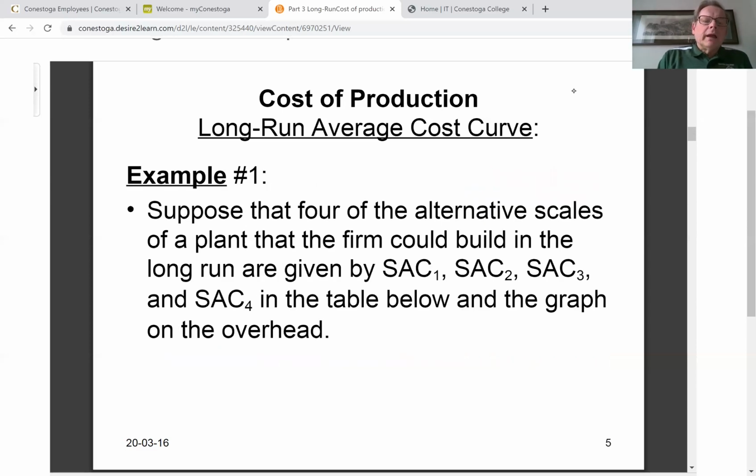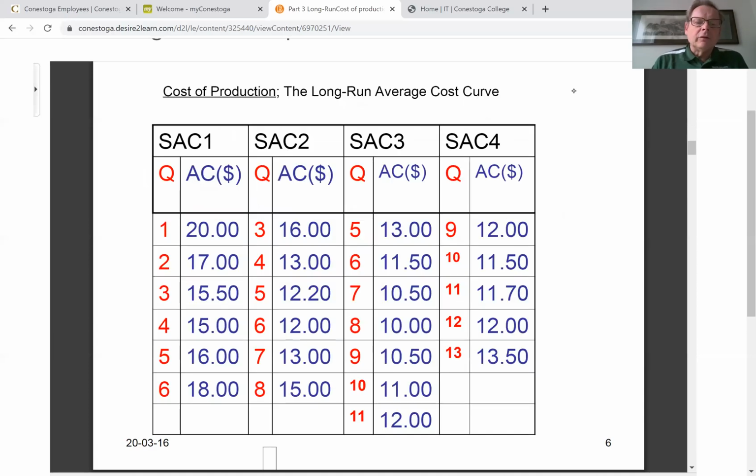So here we've got four different plant sizes that the company could build in the long run. Plant number 1 is represented by short run average cost curve 1, plant number 2 by short run average cost curve 2, and so forth with 3 and 4. And here is the table that goes with it. You will notice that on the top, you've got short run cost curves 1, 2, 3, and 4. Then you have the quantities that the firm is productive enough or efficient enough to produce, and the average costs.